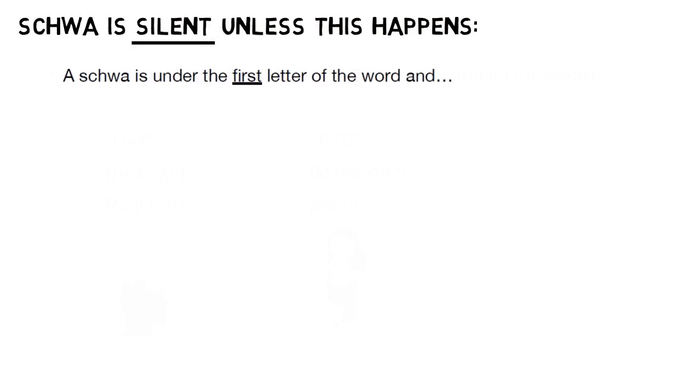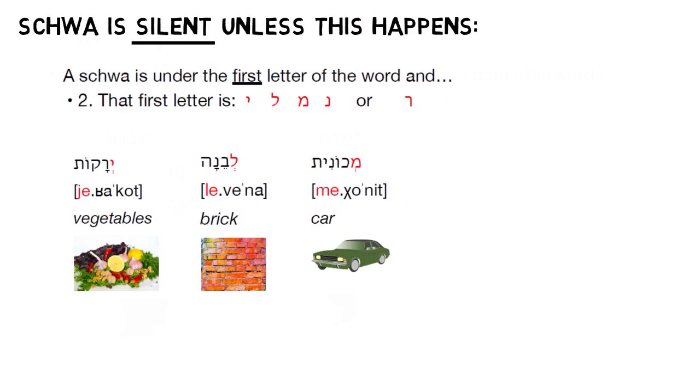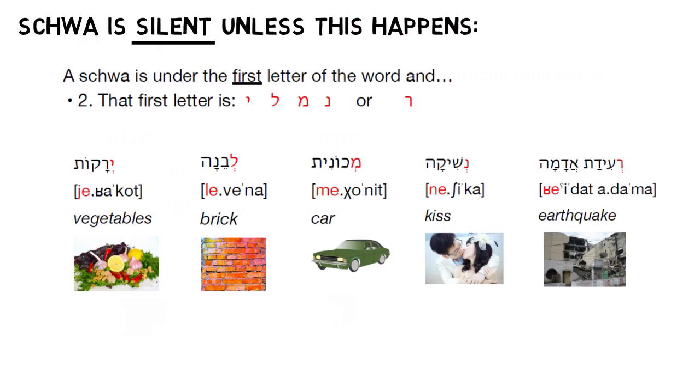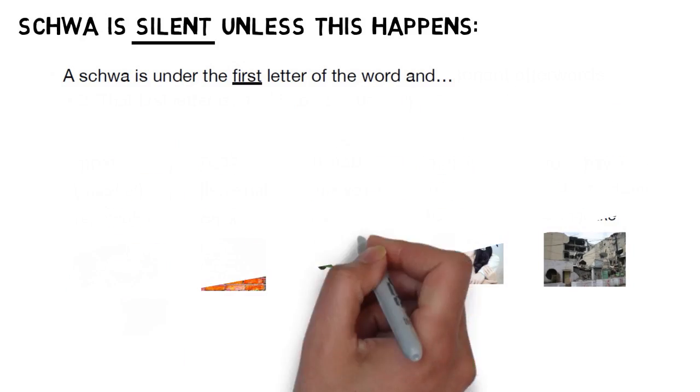For all the 3 remaining categories, we're only going to talk about what happens when there's a schwa under the first letter of your word. That's the only situation we're talking about. Okay? So category 2. There are 5 letters that will always force that schwa to be an eh sound. So if your word starts with one of those special 5 letters, you can be guaranteed that the schwa is going to produce an eh sound. Those letters turn out to be Yud, Lamed, Mem, Nun, and Resh, as in Yerakot, Levena, Mechonit, Neshika, and Reidat Adama. Again, don't memorize the letters now, just know that there are 5 letters that guarantee that the schwa makes an eh sound.